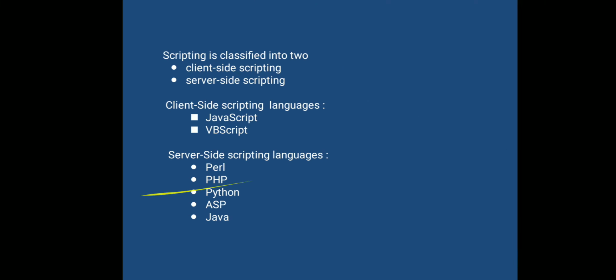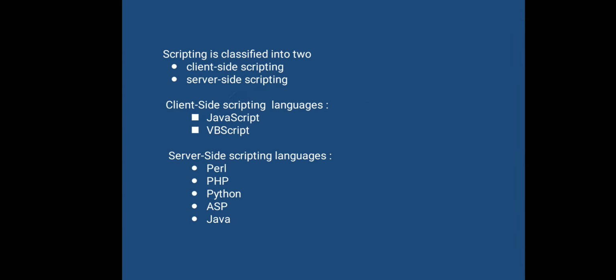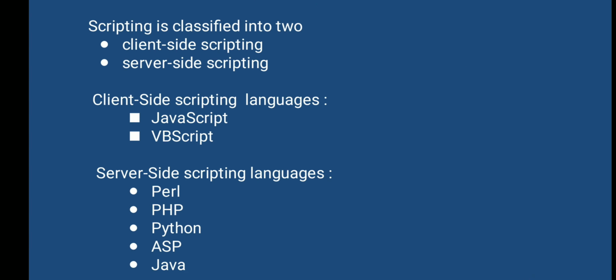Scripting language is classified into two: client-side scripting and server-side scripting. If the script is interpreted by the client system, then it is a client-side scripting program. If the script is interpreted by the server, then it is a server-side script.